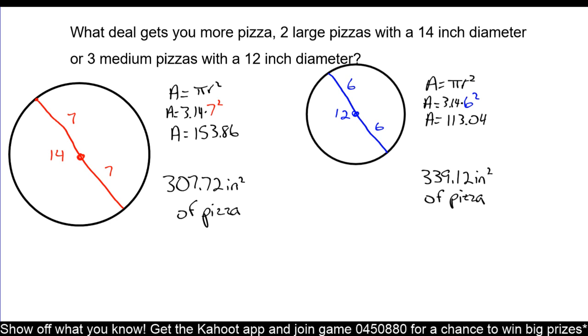I got this information from the website, howlargearepizzaHutPizzas.com, the most official site for pizza information. Okay? So that's all. That's all you really need to know.